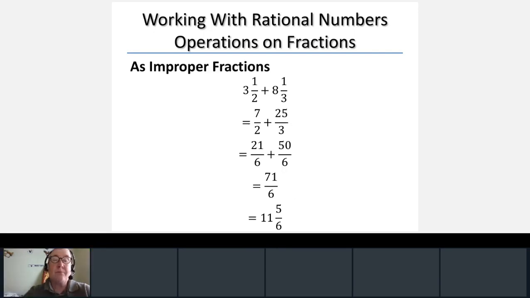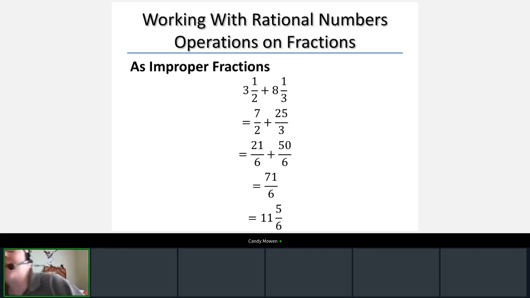Now, here, if you want to convert them into improper fractions, what you need to do is take the denominator of your fraction and multiply it by the whole number. That's why we say mixed numbers. It's a whole number and a fraction. So take 2, the denominator, times the whole number, 3 is 6, add 1, 7 is our new numerator, and we keep our 2 as our denominator. Here, 3 times 8 is 24, plus 1 is 25, and then we keep our denominator here.